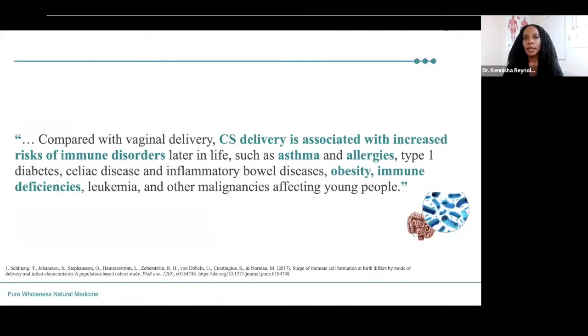Compared with vaginal delivery, C-section delivery is associated with increased risk of immune disorders later in life, such as asthma and allergies, type 1 diabetes, celiac disease and inflammatory bowel diseases, obesity, immune deficiencies, leukemia, and other malignancies affecting young people.